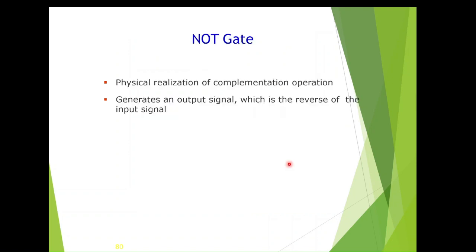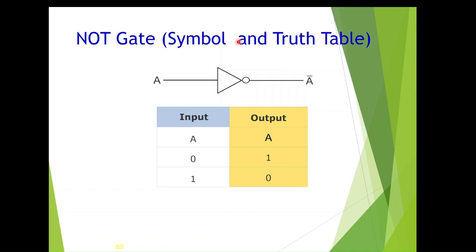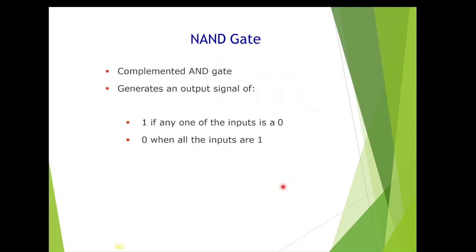Next gate is NOT gate. NOT gate performs complementation operation. This is the logical symbol of a NOT gate. It has one input and one output. The boolean expression or the output expression is A bar. If the input is 0, your output will be 1. If the input is 1, then the NOT gate output is 0. These are the three basic or fundamental gates.